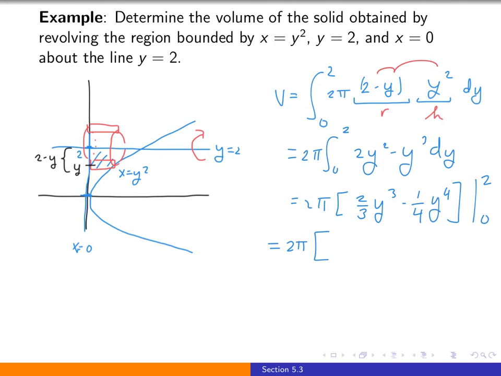So 2 cubed is 8 times 2 is 16. 2 to the 4th is 16 over 4. And when we plug in 0, we get back 0. So 2 pi times 16/3, and 16 over 4 is 4. So this is going to end up being 2 pi times 4/3, which is 8 pi over 3.